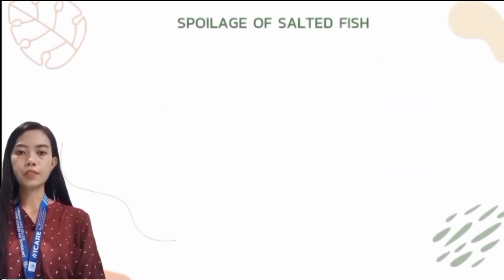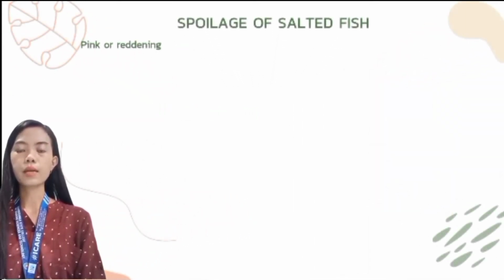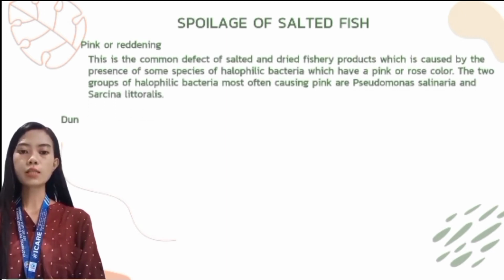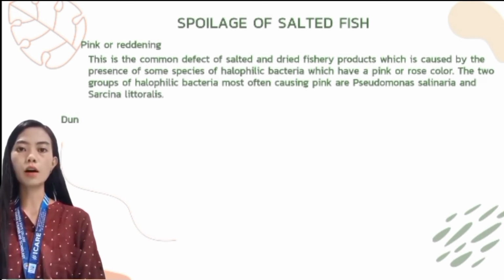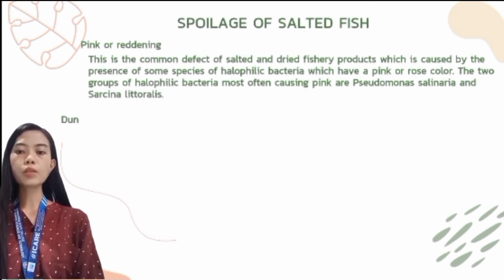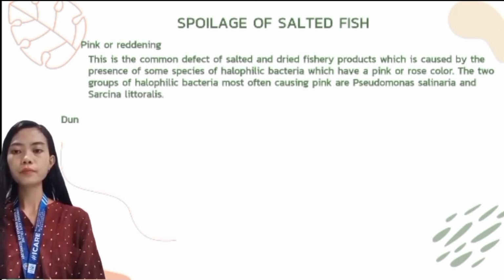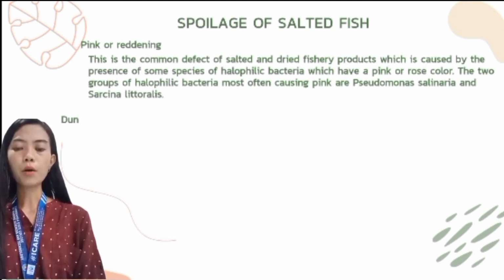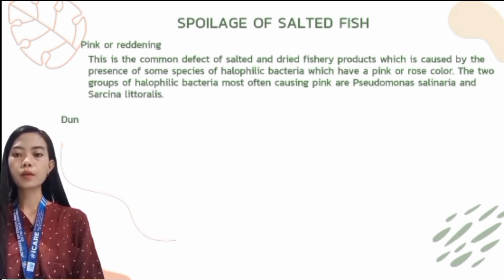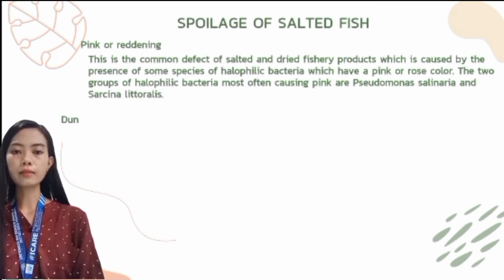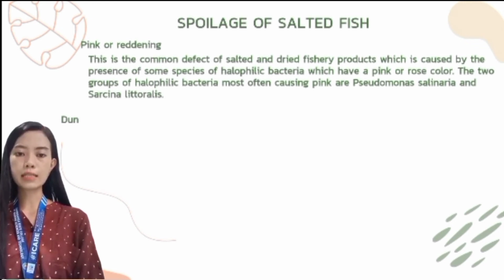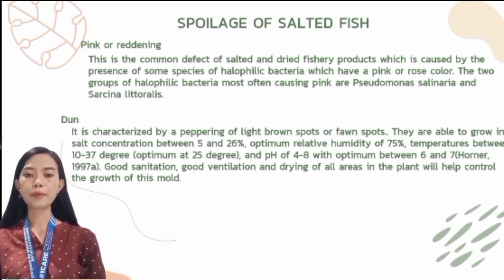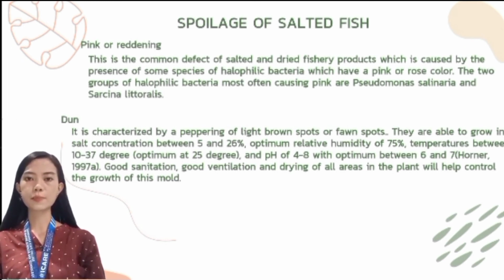Spoilage of salted fish: pink or reddening. This is the common defect of salted and dried fishery products, which is caused by the presence of some species of halophilic bacteria which have a pink or rust color. The two groups of halophilic bacteria most often causing pink are Pseudomonas salinaria and Sarcina littoralis. It is characterized by a peppering of light brown spots or dun spots.